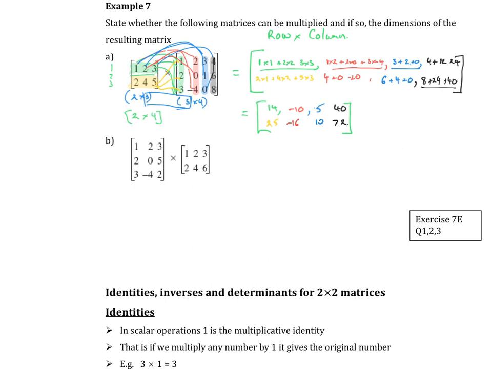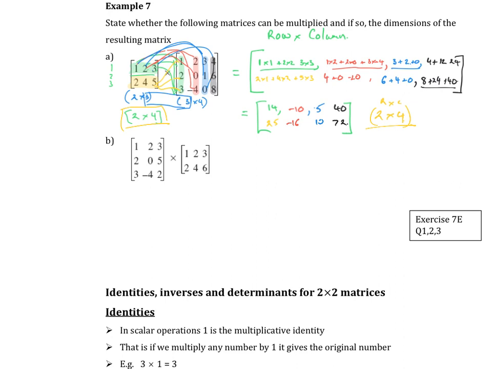Notice the dimensions of this matrix: 2 rows by 4 columns. So it's always row by column. So there are the dimensions, which is what we thought we would get over here. All right. So you just got to take your time with the multiplication process.